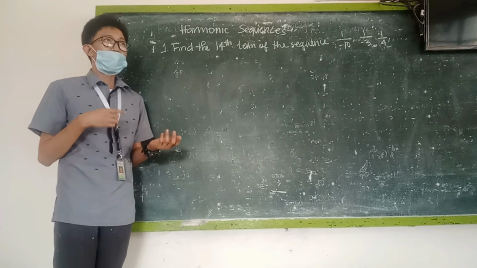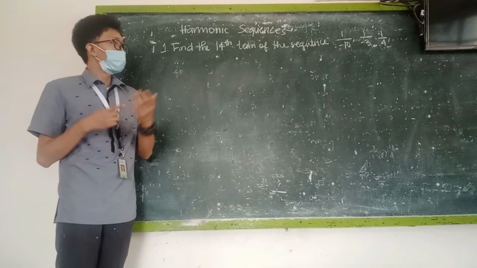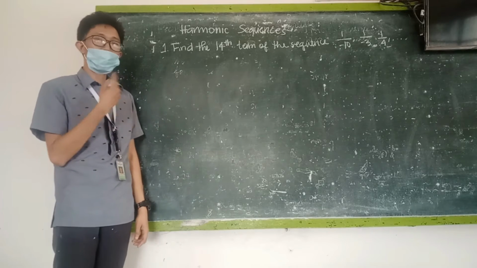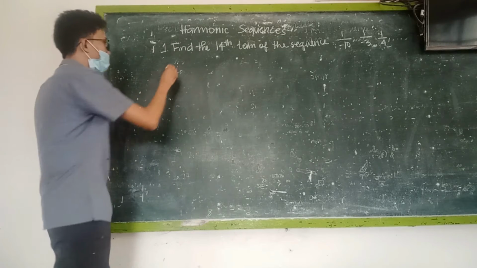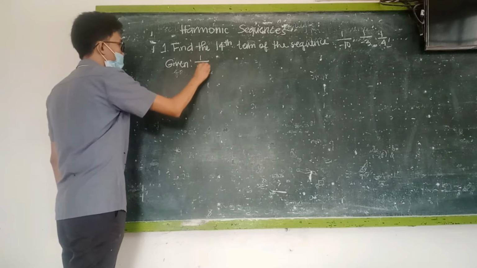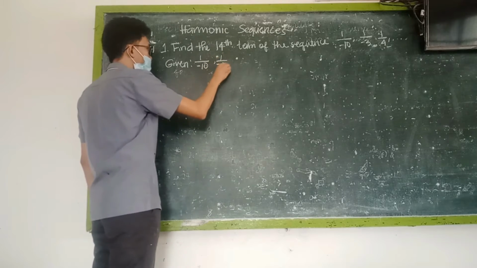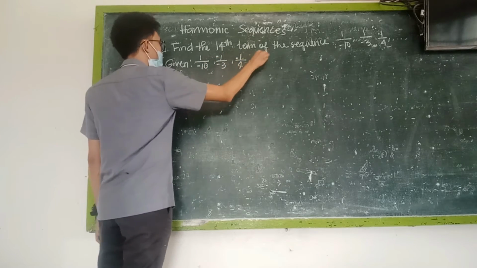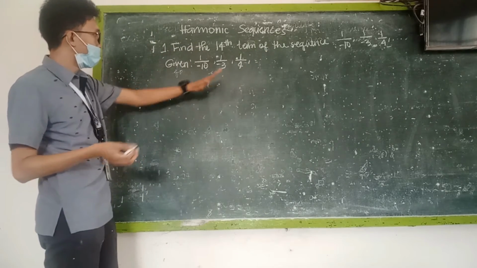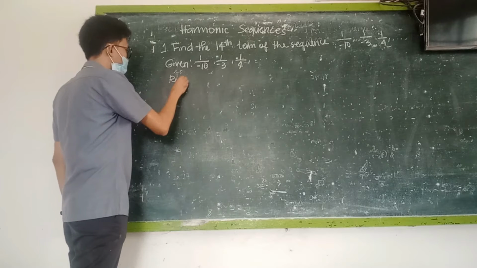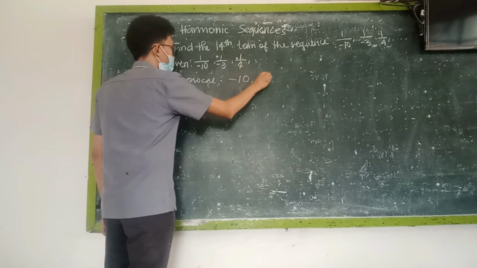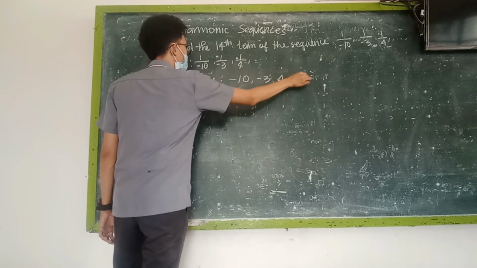Ibig sabihin, ang reciprocal pala ng arithmetic sequence, ibabaliktad natin: ang numerator magiging denominator, ang denominator magiging numerator, is ang harmonic sequence. So we have the given harmonic sequence here: 1 over negative 10, 1 over negative 3, 1 over 4, and so on. If we're going to reciprocate this given, ang reciprocal nito, we have negative 10, negative 3, 4, and so on.